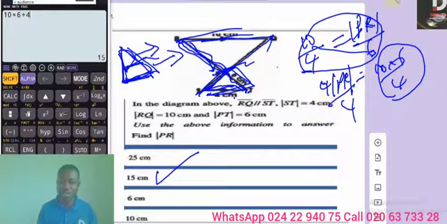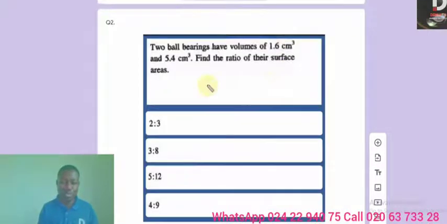Let's go to question 2 and see the way forward. So now we are going by the same standard: this equals that, this equals that. That's how you give that. So simple. Question 2. Two ball bearings have volumes 1.6 centimeter cube and 5.4 centimeter cube. Find the ratio of their surface areas.